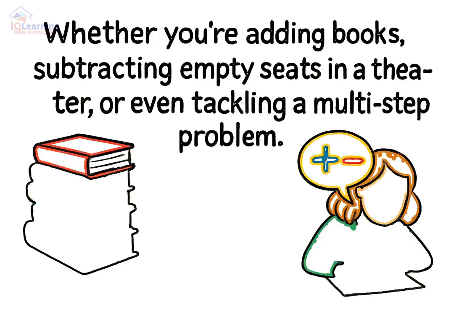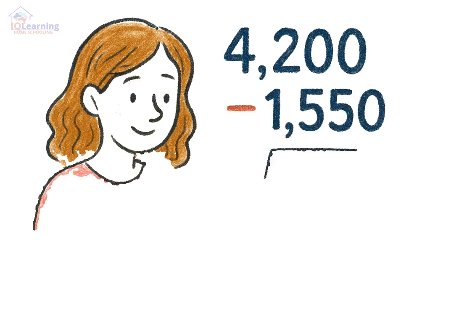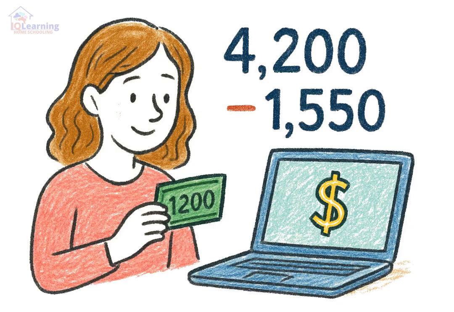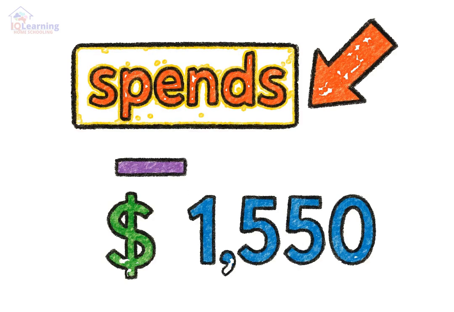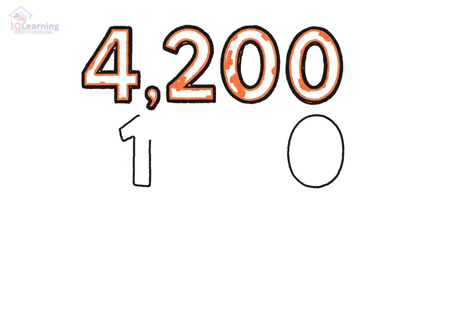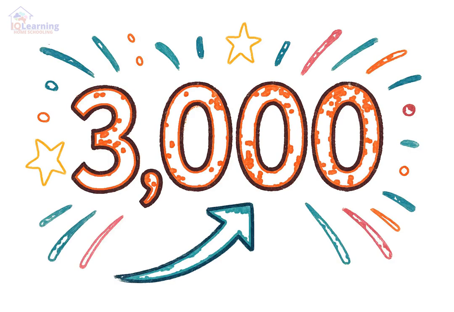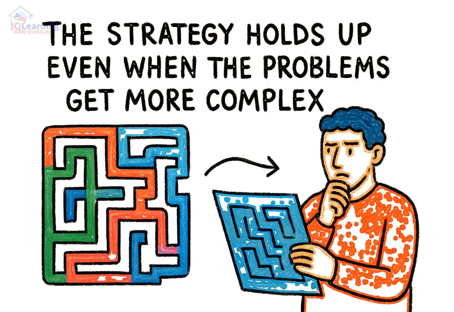The same logic applies whether you're adding books, subtracting empty seats in a theater, or even tackling a multi-step problem. Imagine Sarah has $4,200 and spends $1,550 on a laptop. The question asks you to round her remaining balance. See, it's 2 steps. First, you spot the keyword spends, which means subtract. 4,200 minus 1,550 is 2,650. Then you follow the second instruction, round it to the nearest thousand. That gives you $3,000. The strategy holds up even when the problems get more complex.